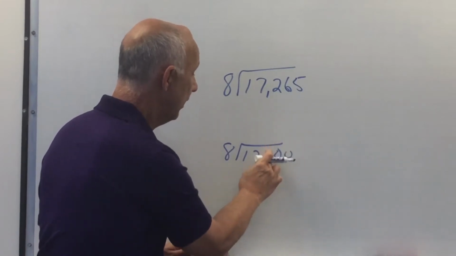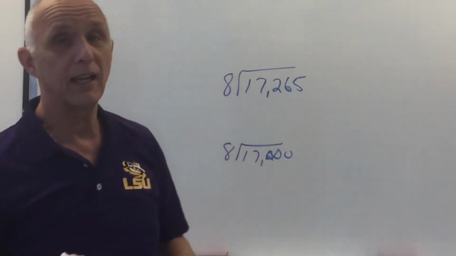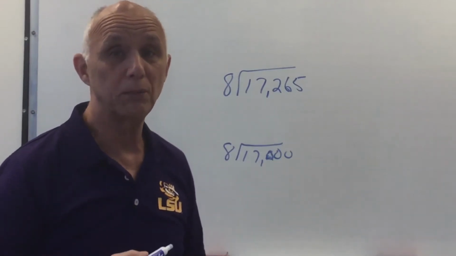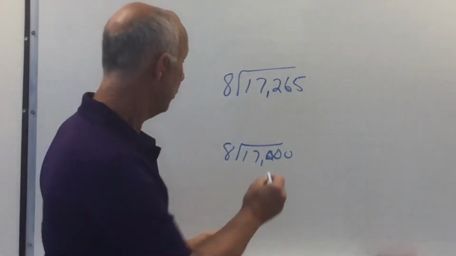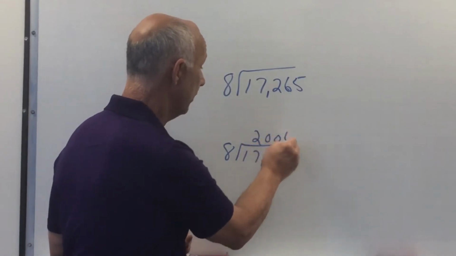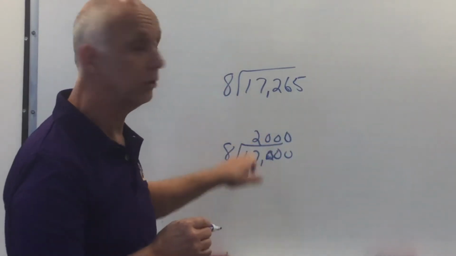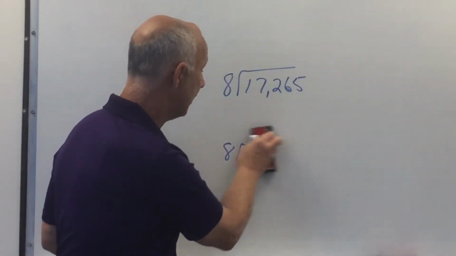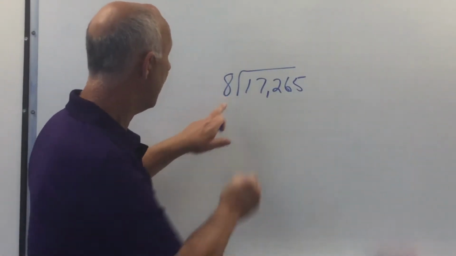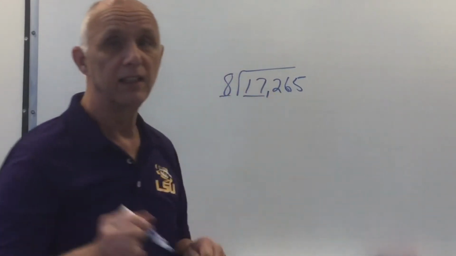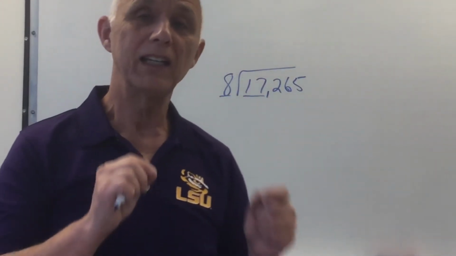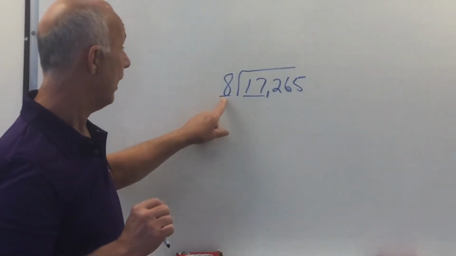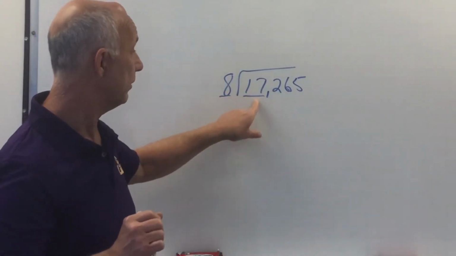Okay, and again, we know that 8 times 2 is 16, so that means 8 times 2,000 would be 16,000. So you could put a 2,000 up here to get a guess. And notice the 2 is on top of the 7. All right, so we're going to use that concept to divide just 8 into 17. And remember this, the front into the front, always the front into the front. So 8 is the front, 17 is the front.